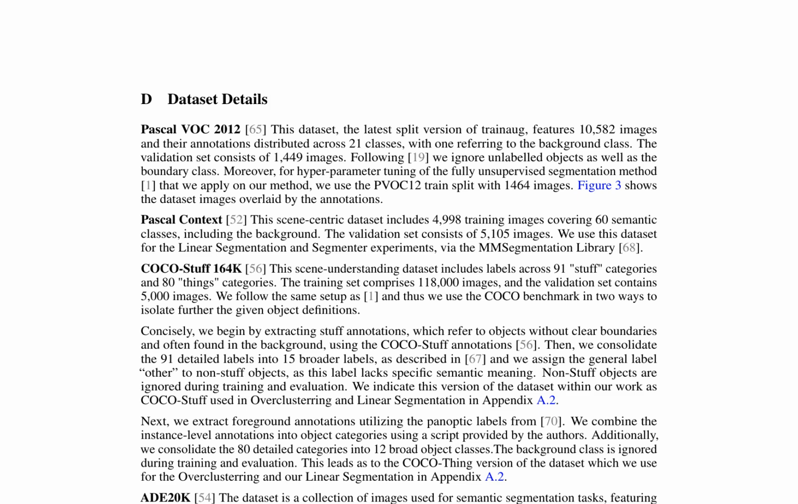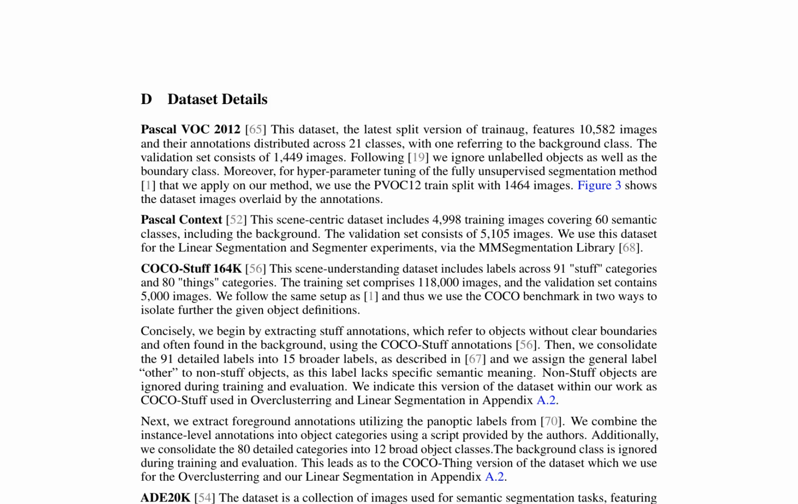Next, the Pascal context dataset is described, which includes 4,998 training images covering 60 semantic classes, including the background. The validation set consists of 5,105 images, and the authors utilize this dataset for the linear segmentation and segmenter experiments via the segmentation library. The COCO-Stuff 164K dataset is also explored, featuring labels across 91 stuff categories and 80 things categories. The training set comprises 118,000 images, and the validation set contains 5,000 images.